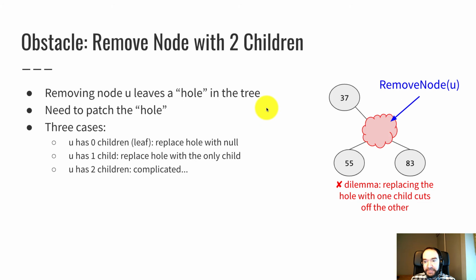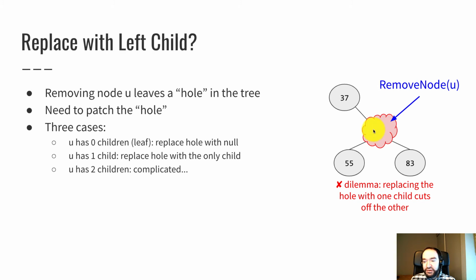But there's a dilemma. There's two obvious choices, 55 and 83, but if we just shift either one of them up, it cuts off the other. And we don't want to do that, right? So let's say I replace this hole with the left child. So let's just take the left child, which is the 55 node, have it take the place of this hole. So 37's right child pointer points at 55. It would look like this. But now this 83 node is cut off. There's no way to start at the root and follow left and right child pointers and wind up at the 83. We broke the tree. 83 kind of got cut out of the tree, even though it's still supposed to be there.